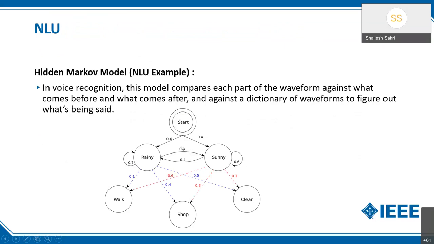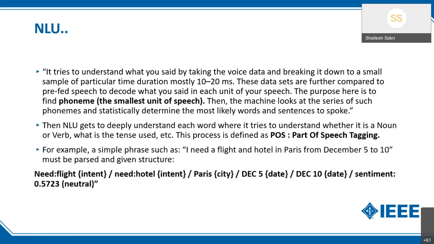So you can ask, is it rainy or is it sunny? This is an HMM model, a hidden Markov model. It tries to understand what you have said by taking the voice data and breaking it down into very small samples of a particular time duration, mostly between 10 to 20 milliseconds, one or two frames of data. These data sets are then compared to pre-fed speech data to decode what you have said in each unit of your speech.